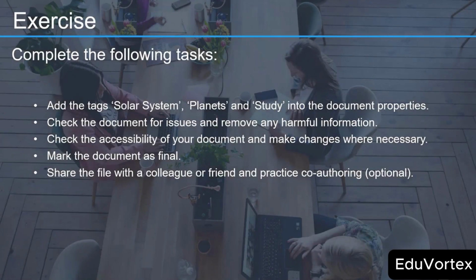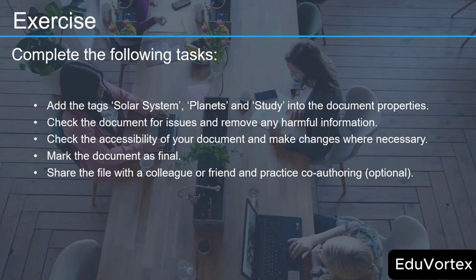We're going to practice some of the skills that we've learned in this section. So the first thing I'd like you to do is to add the tags solar system, planets, and study into the document properties. I'd then like you to check the document for issues and remove any harmful information. I'd like you to check the accessibility of your document and make changes where necessary. So that might involve things like adding in alt text for any images in the document.